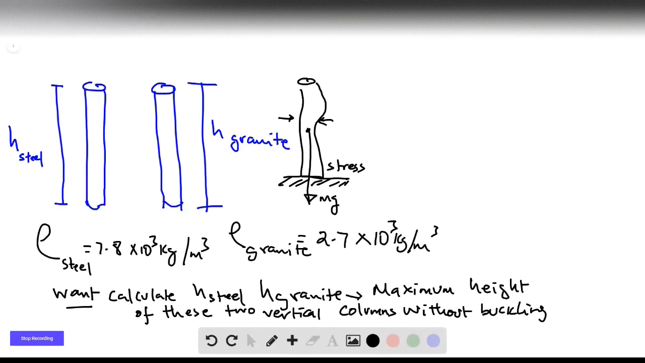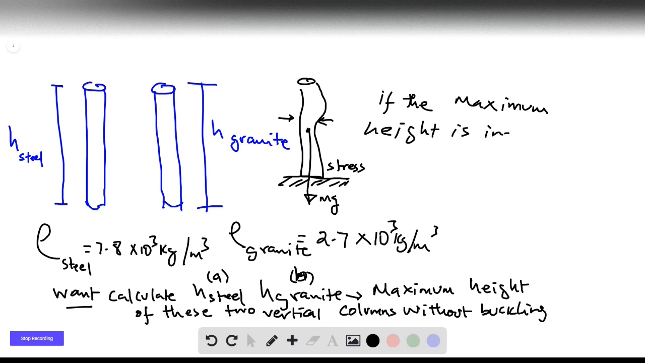Now we want to know about the maximum height. So in part A and B, we'll calculate the vertical heights. This is A, and this is B. But then more so, we want to know if the maximum height is independent of the cross-sectional area. That's what we want to know.